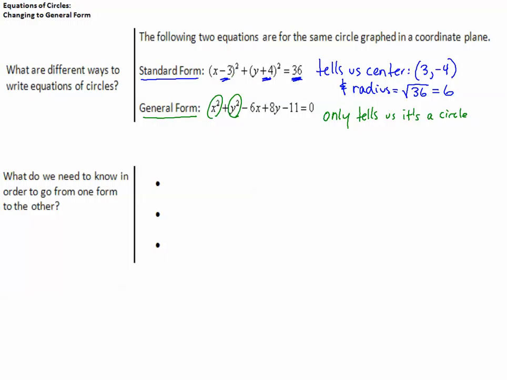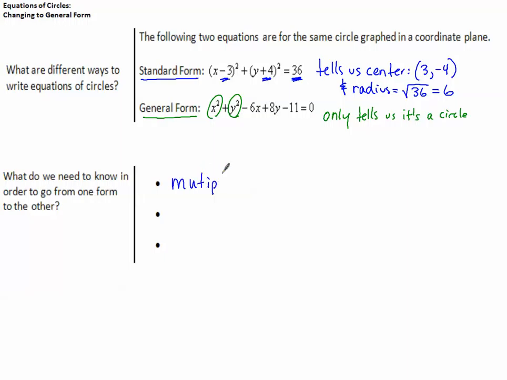Now, we need to be able to go back and forth between standard and general form, because if we're given general form, we want to be able to graph the circle, so we want standard form. If we're given standard form, we might need to manipulate the equation, and therefore we need general form. So here are things that we're going to have to be able to do.